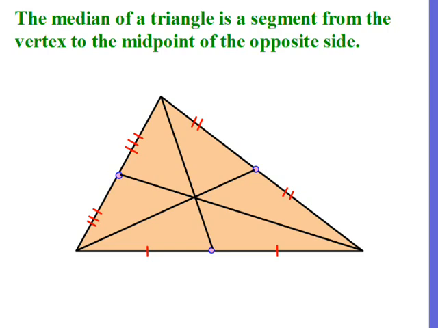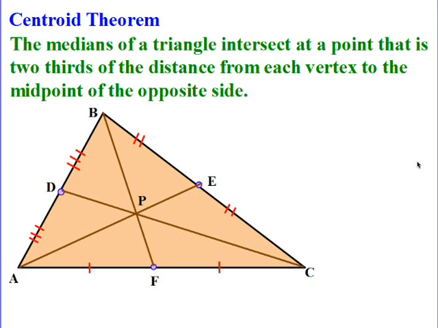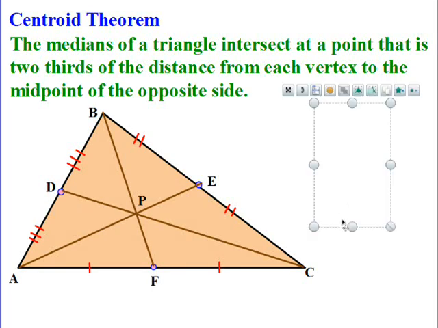Those are medians. Now here's a little spoiler for you. The point of concurrency for medians of a triangle is a centroid, so I went ahead and named this one the centroid theorem. What it says is that the medians of a triangle intersect at a point that is 2/3 the distance from each vertex to the midpoint of the opposite side. Okay, so that's an awful lot of words. So I kind of summed it up here using this picture and these formulas.